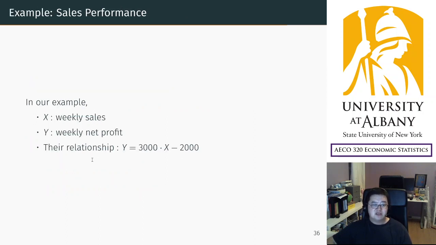So in our example, this is what we have. The original variable is weekly sales, the number of cars sold, and weekly net profit is what we are interested in, which is in dollars. So you can also think of it as a change of units. We are changing the units, and their relationship is simple as this. Y is $3,000 times the number of cars you sell minus the salary you took. So that's how we get the new random variable.